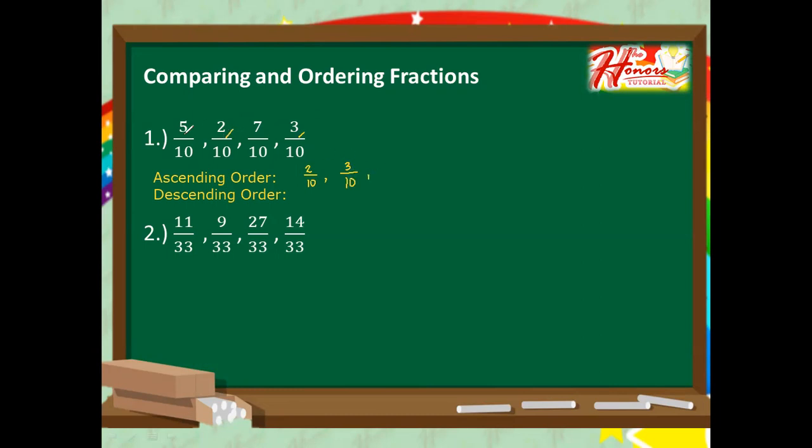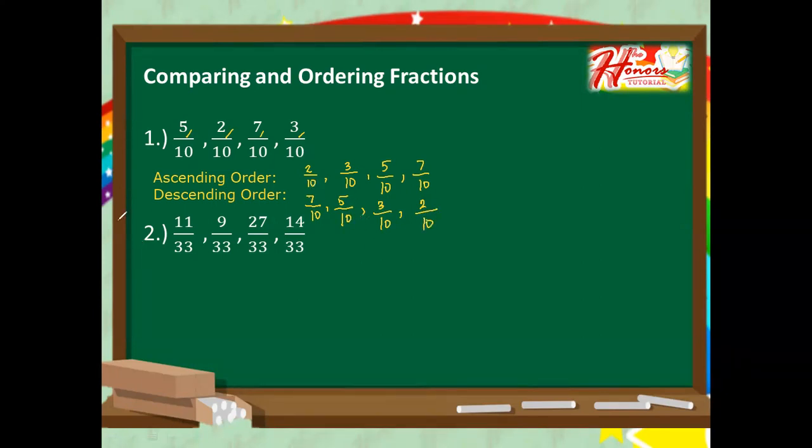Next, after 3, we have here 5. So we will write 5 over 10. And for the greatest number among them, that is 7 over 10. So this is the ascending order, from least to greatest, for similar fractions. For descending order, we have to have the greatest number first before the least number. So the greatest number is 7 over 10. Next to it is 5 over 10. Next to 5 over 10 is 3 over 10. And then we have here 2 over 10.